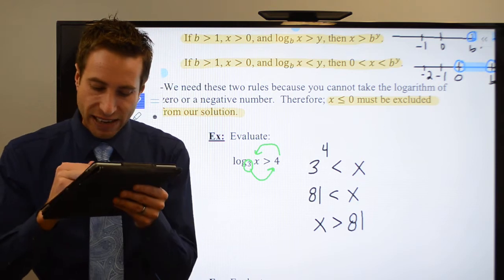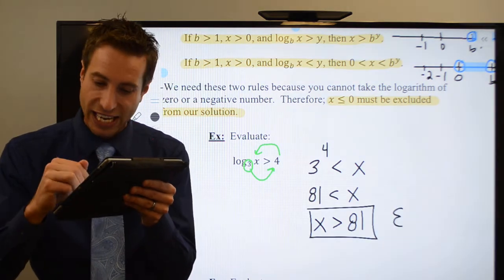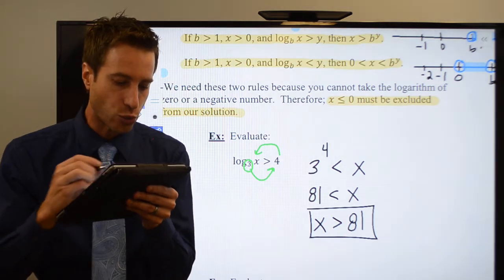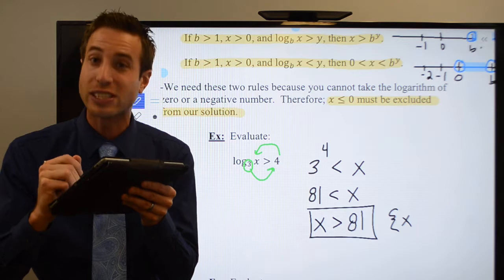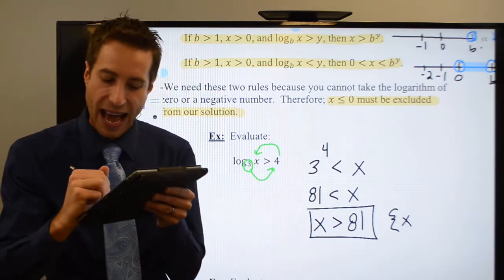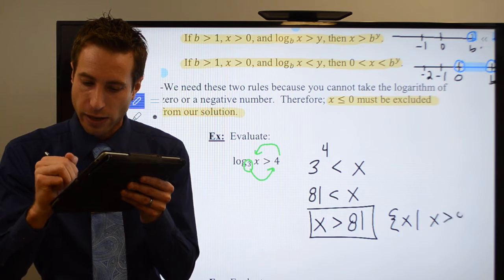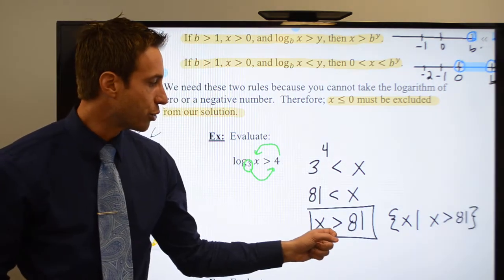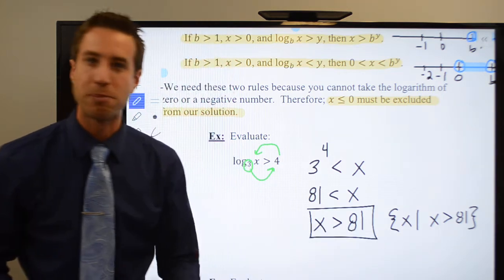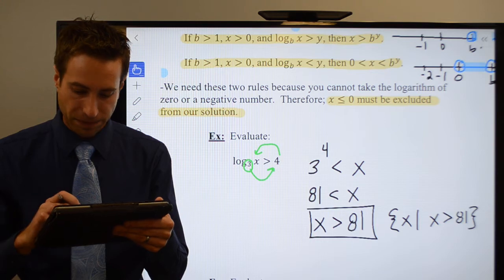Again, you could just leave that inequality, or I may ask you for set builder notation. Set builder notation is really popular on the standardized test. And remember the way it looks, it's all values of x, and then we use the bar that means such that x is greater than 81. And then you close your little bracket. So whether you use inequality notation or set builder notation, be comfortable with either of them.